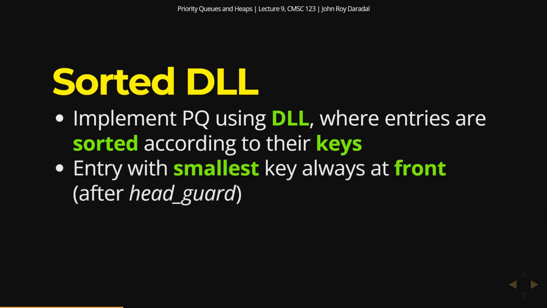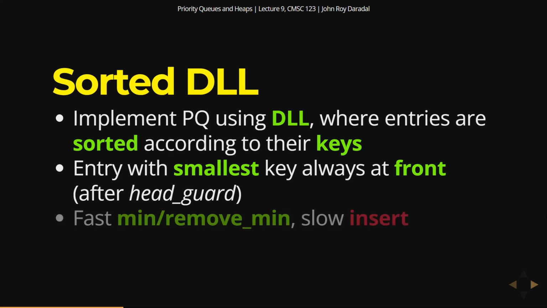Okay, so because the DLL will be sorted, the entry with the smallest key, or the min key, will always be at the front. So it's always after the head guard. That is the advantage of your sorted DLL. The strength of sorted DLL is that your min and remove min will be fast, because you can always just look at the front node, the one after the head guard, and then you can either return that if it's min, or remove that if it's remove min, right?